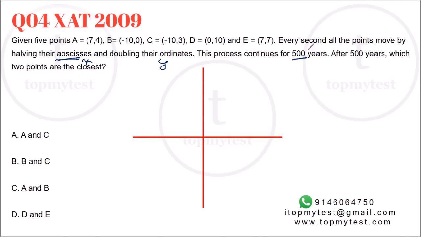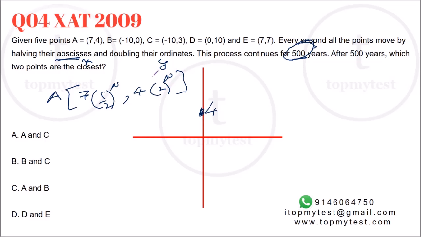Now, since this number is going to be very, very large, right? This exponent is going to be very, very large, right? So suppose, where will A be? A will be 7 into 1 by 2 to the power a very large number, comma 4. It gets doubled to the same very large number. Now, since this is a very large number, this will almost become 0. So 7 into 0 will become 0. So it will be on the y-axis, right? It will be somewhere on the y-axis, right? So it will be 4 into, let's call this multiplier k. This will be 4k. This will be the value of A.